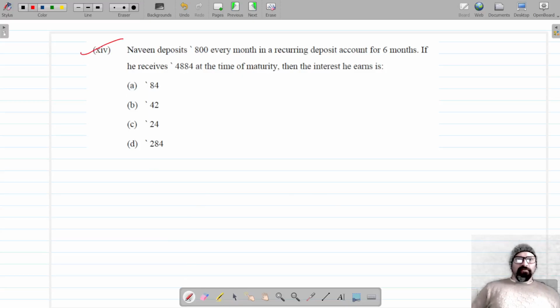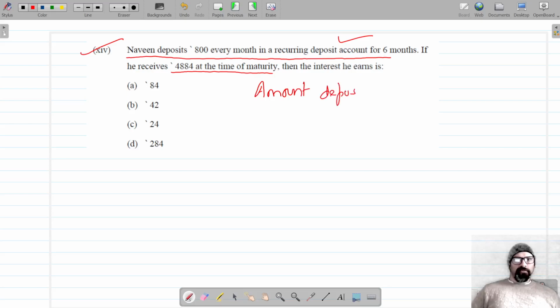Okay, for question number 14, it's given that Naveen deposits 800 every month in a recurring deposit account for 6 months. And if he receives 4,884 at the time of maturity, then what interest does he earn? So let's find out the amount deposited, and it's being deposited for 6 months at 800 per month. So this is 800 into 6 is equal to rupees 4,800. Now amount received at maturity. So amount at maturity is 4,884.